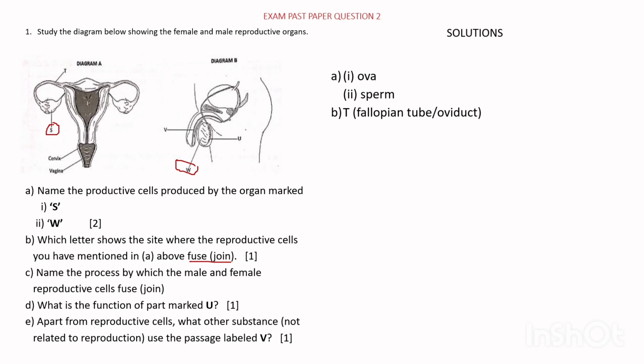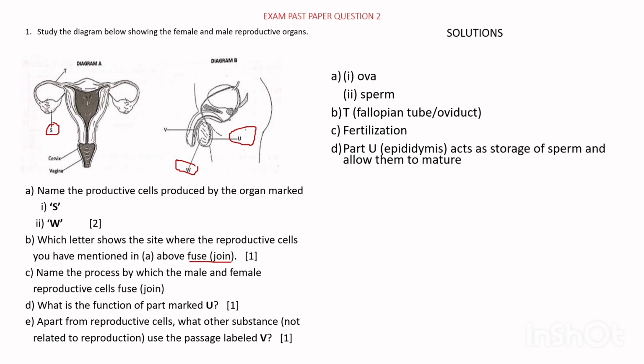We move to question C. Name the process by which the female and male reproductive cells fuse. That process is called fertilization. Question D. What is the function of part MACTU? The function of part MACTU is to store sperm and allow sperm to mature.